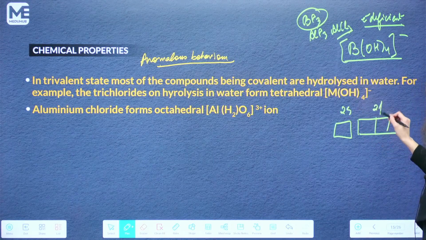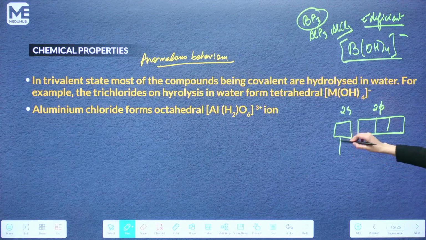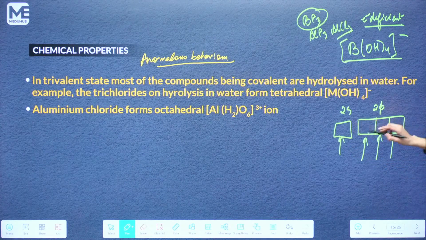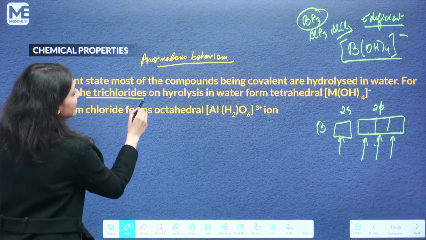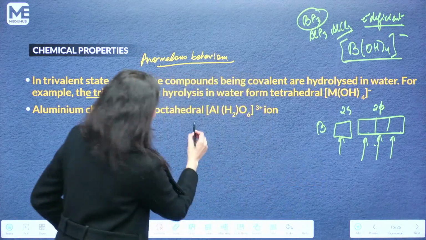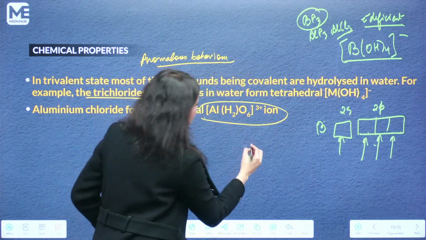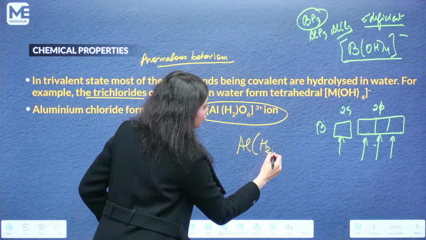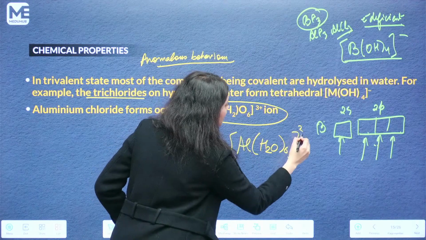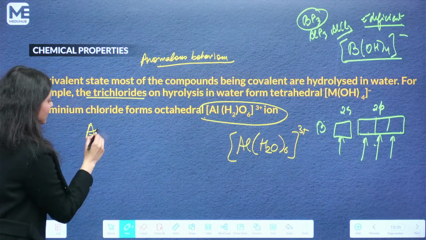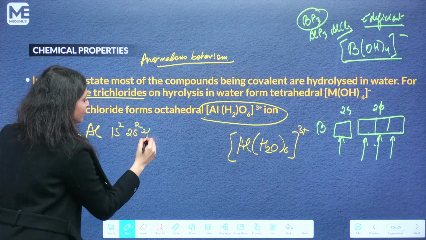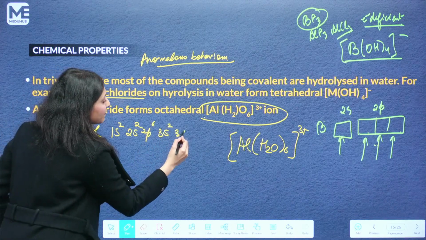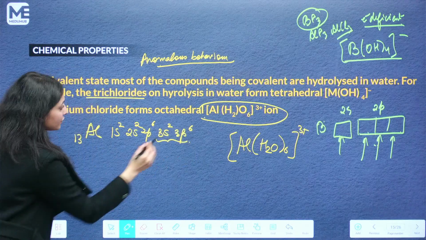because 2s and 2p in boron give us 4 orbitals. That means 4 bonds can be formed with boron, right? But boron cannot exceed its covalency beyond 4. Whereas in the case of other trichlorides like AlCl3, what happens? We get this ion, [Al(H2O)6]3+. How does this happen? If we talk about aluminium, atomic number is 13. Electronic configuration 1s2, 2s2, 2p6, 3s2, 3p1. So if you talk about the valence shell, 3p1.